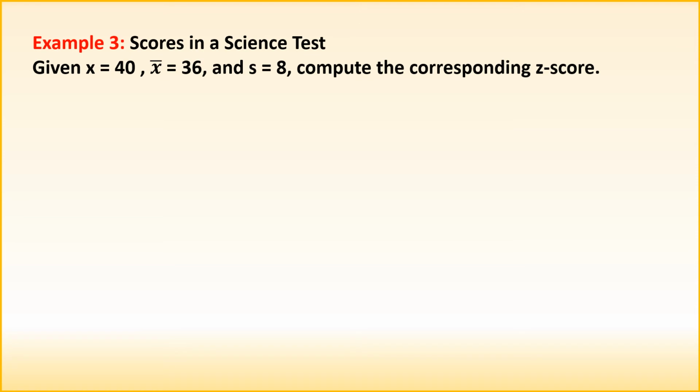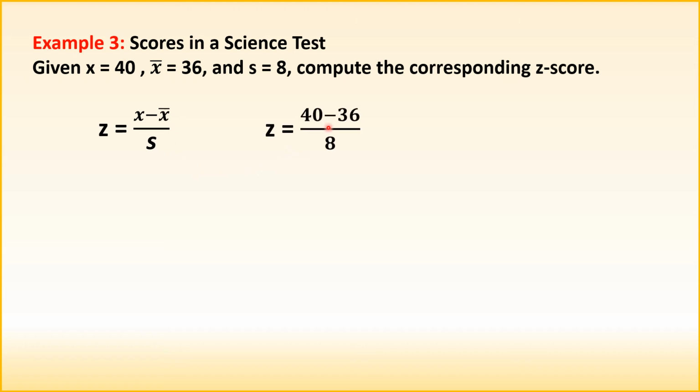Example number 3, scores in science test. Given x is equal to 40, so this time, ang gagamitin natin ay yung mean ng sample data. So that is x bar is equal to 36 and S for the standard deviation of sample data, which is equal to 8, then compute the corresponding z-score. So this is the formula for the sample data. So x bar tayo dito and then S.